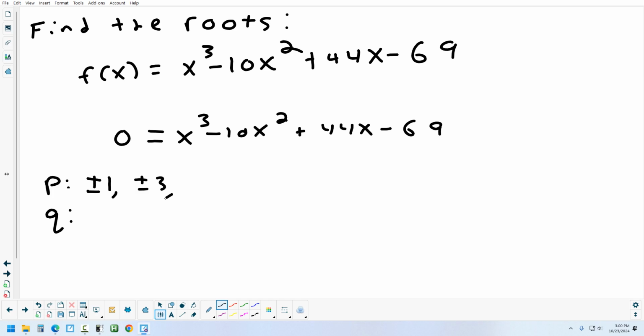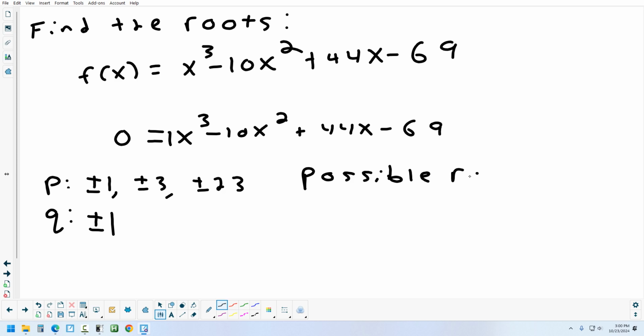What's 69 divided by 3? That should be 23. Yep. Plus or minus 1. So I think those are pretty much going to be our factors of negative 69. And then for Q, the leading coefficient is 1, and the factors of that are just plus or minus 1.